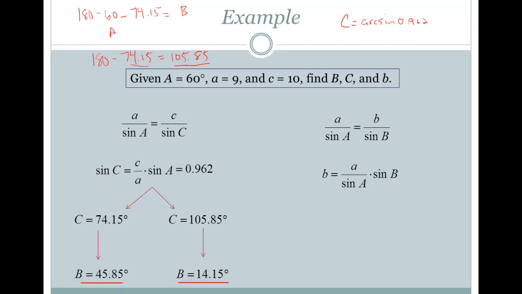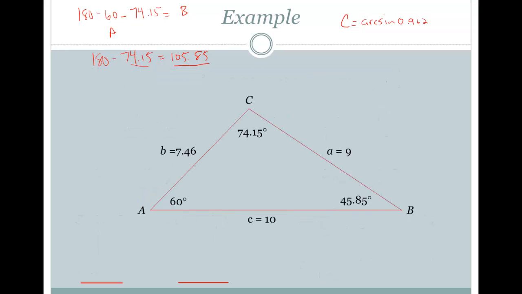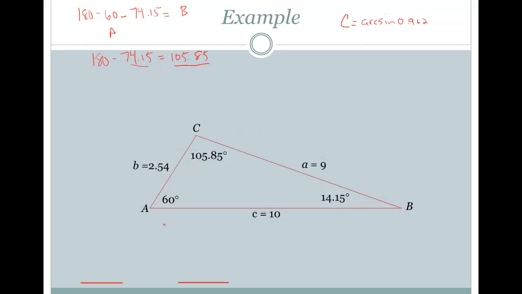If I look at the first one, with sine of 45.85, I'm going to get b is equal to 7.46. And if I look at the other angle, I'm going to get b is equal to 2.54. So I'm going to get two different triangles. There's one of them right there where B was 45.85 and C was 74.15. And then we'll get one where B is 14.15 and C is 105.85. That's what we call having an ambiguous case.